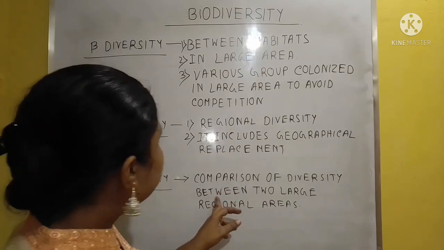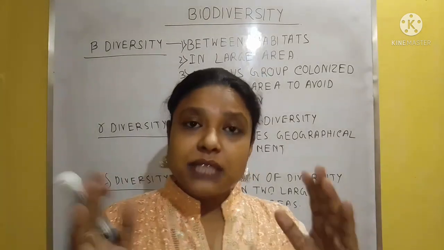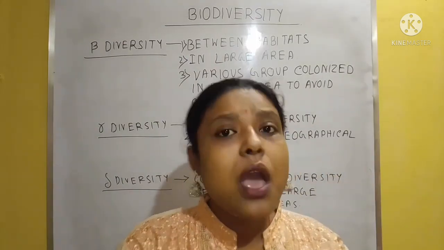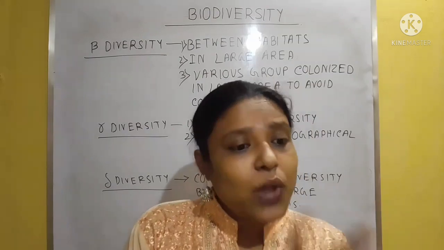Here it is between two large regional areas. That means we consider the diversity or the variability of the species within the two regions. Just to understand, what is alpha? Alpha means when the diversity remains in a very small area or per unit area. Clear? The beta diversity means two habitats.